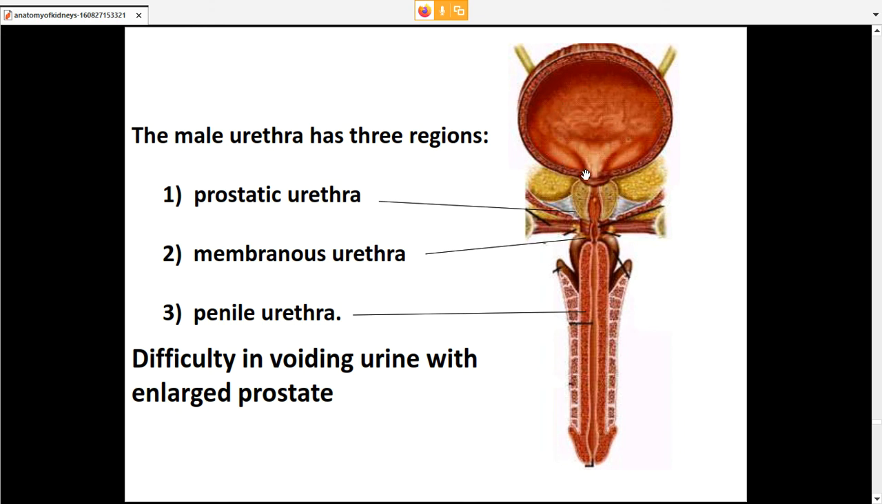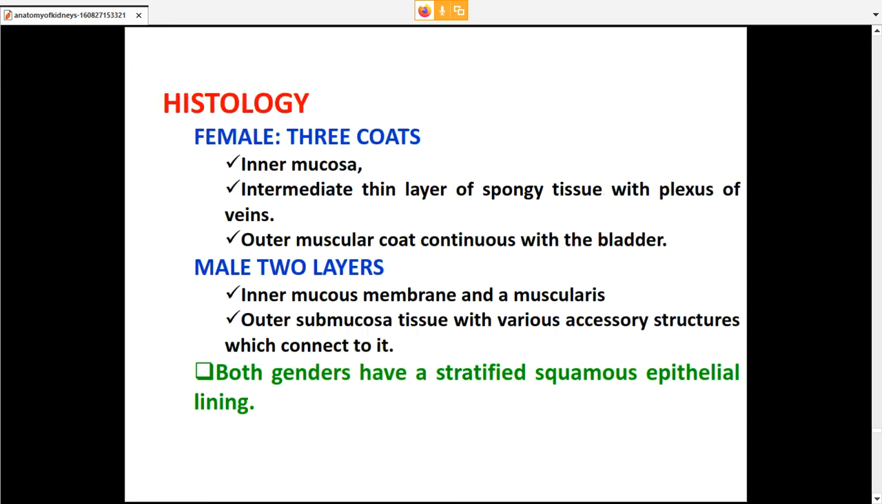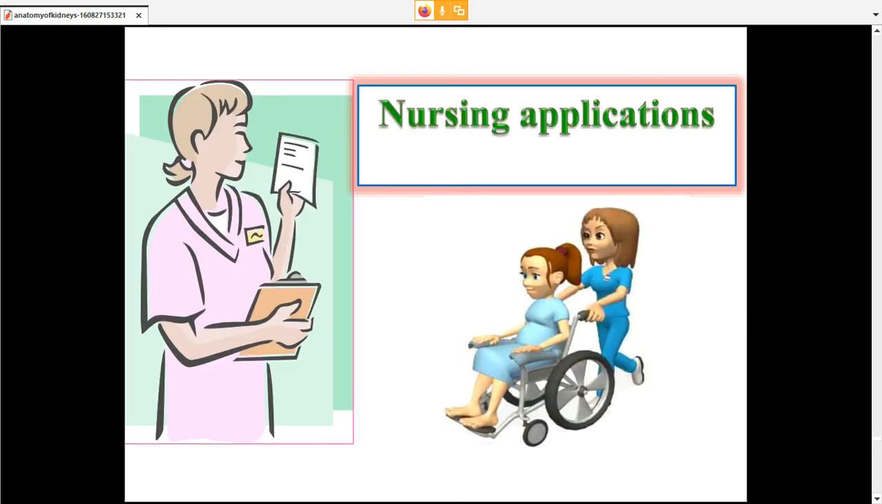Now, the parts of the urethra in males, as I told you earlier. This is the neck of the urinary bladder, and the part passing through the prostate gland is called the prostatic urethra. Then it passes through the perineal membrane, called the membranous urethra, and it enters the bulb of the penis, called the bulbar urethra. The rest of the part passes through the body of the penis, called the penile urethra. And these are the urethral sphincters in both sexes, males and females: internal urethral sphincter and external urethral sphincter.